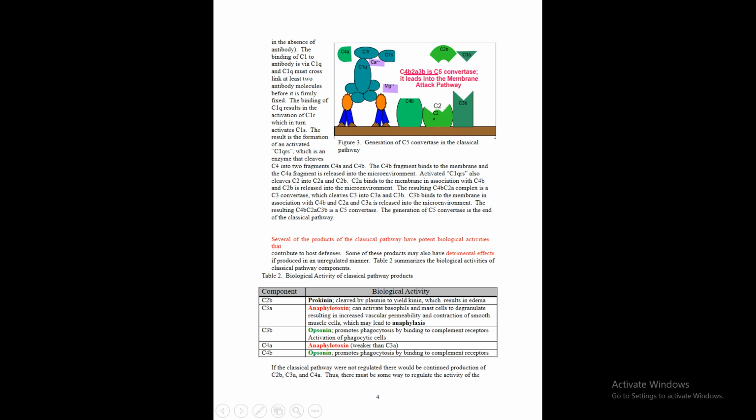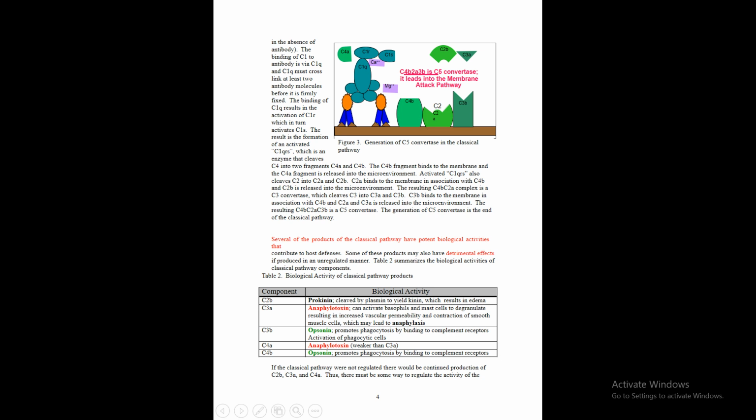In the absence of antibody, the binding of C1 to antibody is via C1q, and C1q must cross-link at least two antibody molecules before it is firmly fixed. The binding of C1q results in the activation of C1r, which in turn activates C1s. The result is the formation of activated C1qrs, which is an enzyme that cleaves C4 into two fragments, C4a and C4b. The C4b fragment binds to membrane, and the C4a fragment is released into the microenvironment.